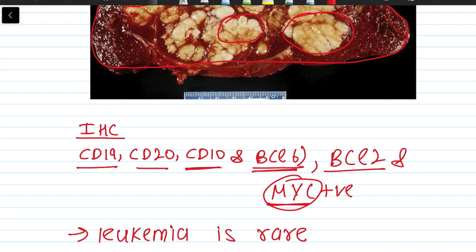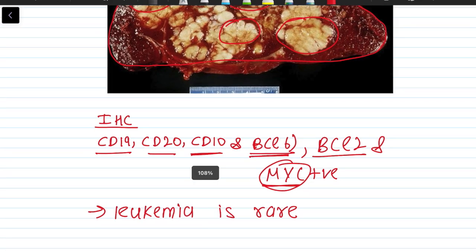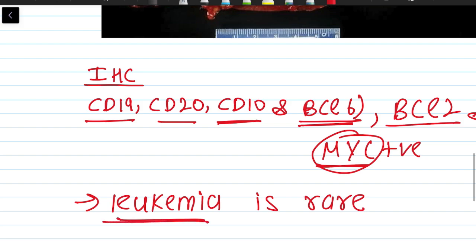This is a sure shot that this is diffuse large B cell lymphoma, because it has several types of pathogenesis it goes through. Sometimes it arises from CLL, SLL, sometimes it arises from follicular lymphoma. So that is what I'm talking to you about. And leukemia is very rare. It rarely progresses to a leukemic picture.